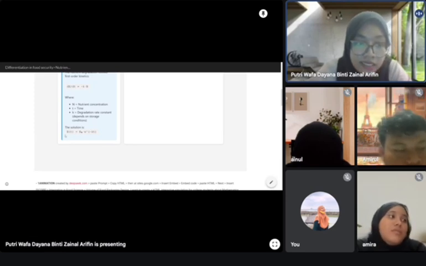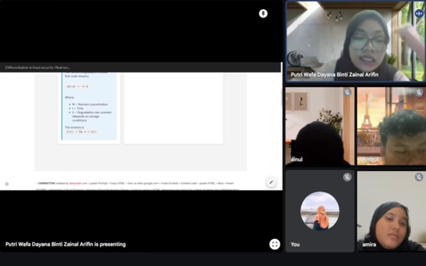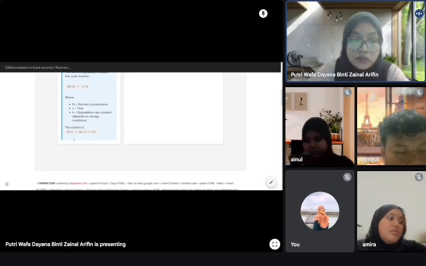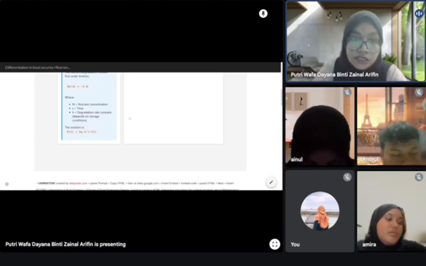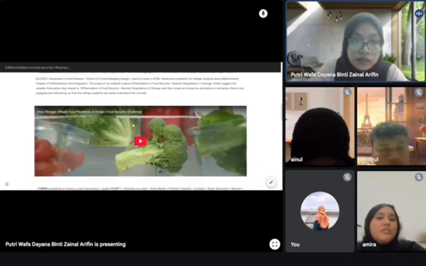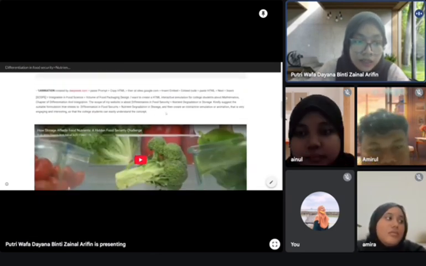Here N(t) represents the amount of nutrient remaining at time t, and N0 is the initial nutrient amount, and e to the power of negative kt shows how quickly the nutrient decreases over time. Okay, so we move to the next part.